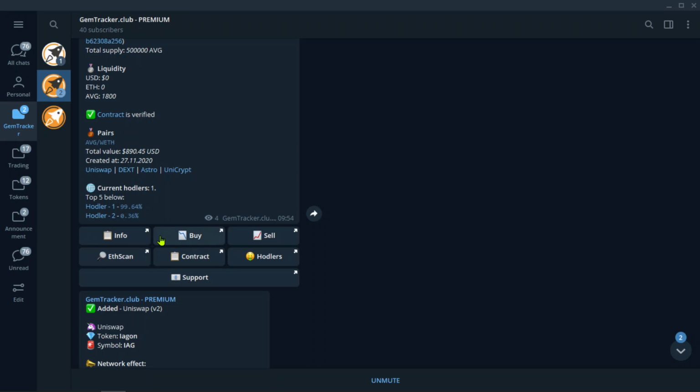And at the bottom, there are some handy buttons to take you to some popular links. We can go to the info on Uniswap, to the buy and sell links also on Uniswap. We can click to Etherscan, to the contract, and to the holders also on Etherscan. And if you need some extra help or have any questions, you can write to GemTracker support.